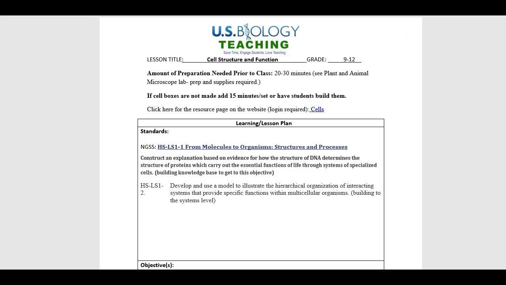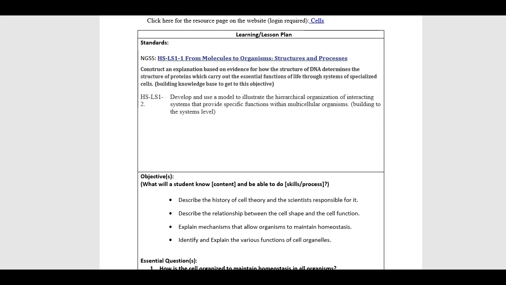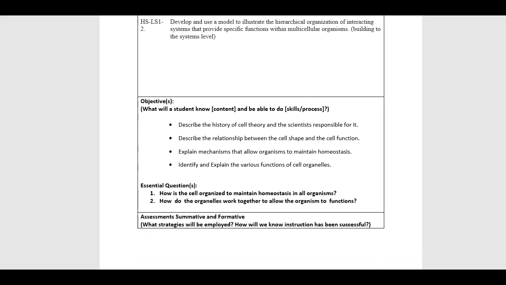Alright, here's just one of the lesson plans of our 20 different units that we have at usbiologyteaching.com. At the top, I have the title, the grade level, and then I include some things like the amount of preparation that is needed prior to class. So depending on the unit, you might have to set up a lab or cut up some materials depending on what you're doing that day. Next, you can see the standard that's being addressed. Again, starting with the standards and then developing the content.